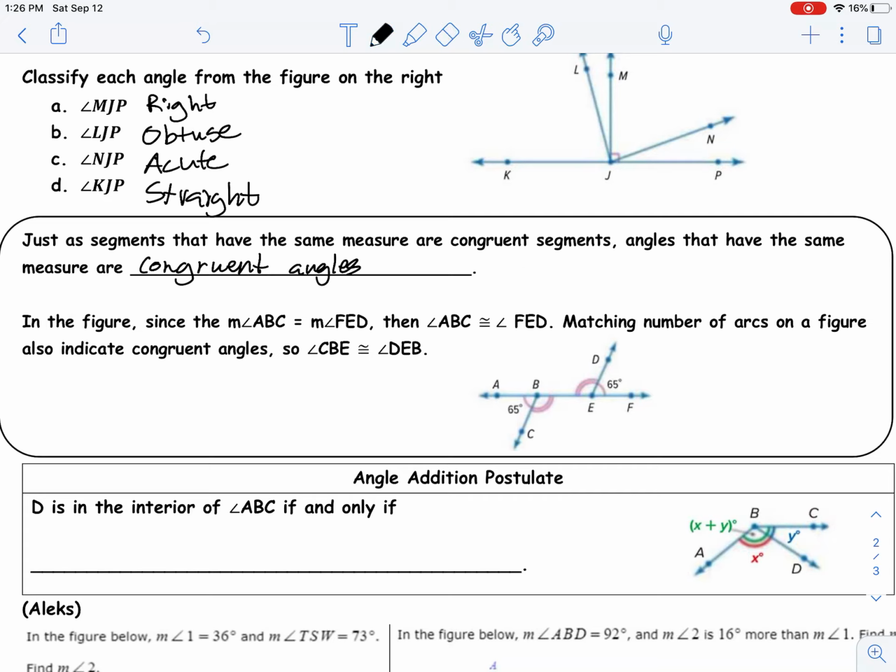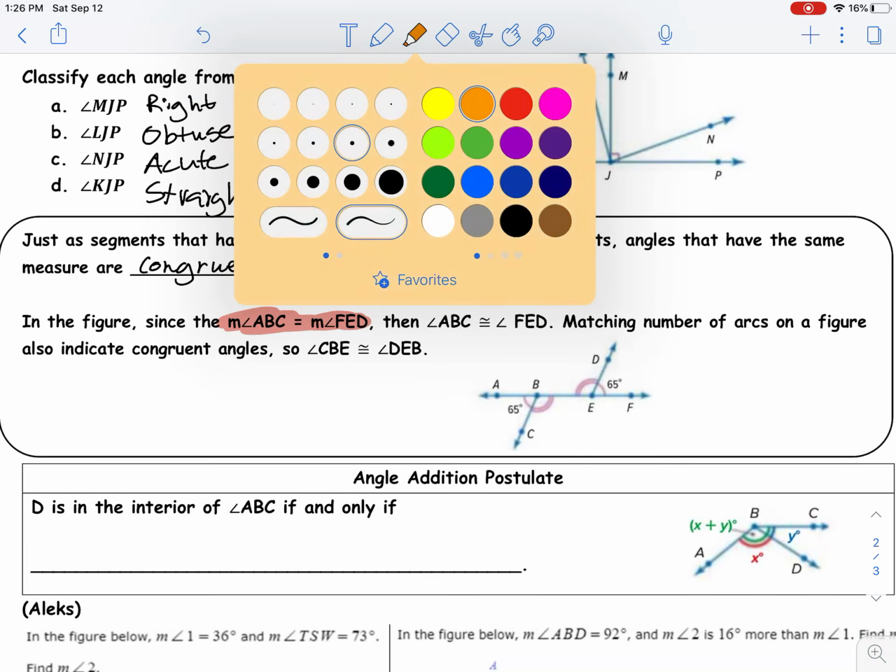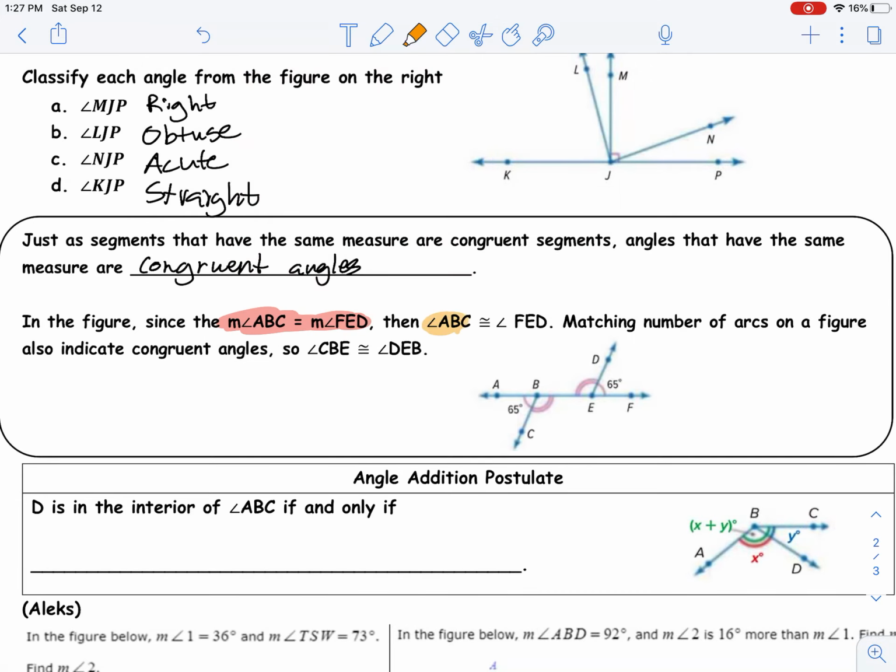So the same thing applies when we're talking about angles. When we have an equal sign, it looks like this. We have to put an M in front of our angles. That M stands for the word measure. So in the figure, it says the measure of ABC equals the measure of FED. And then it's also showing you, if it's a congruent symbol, we no longer put measure in front. That's just saying then that angle is congruent to the other angle.